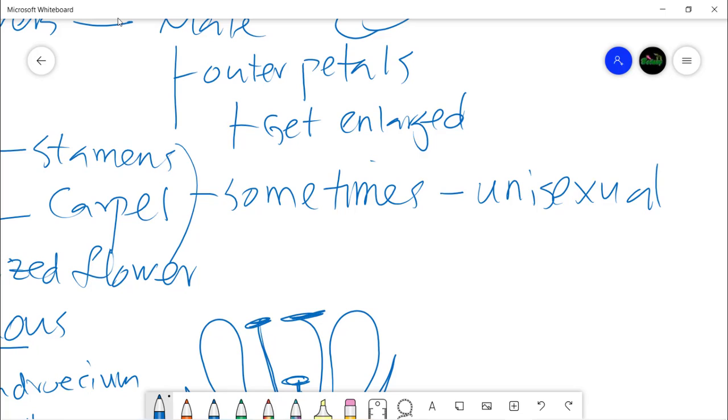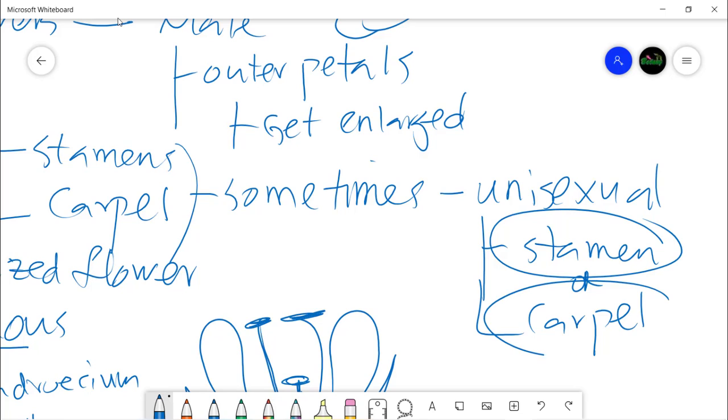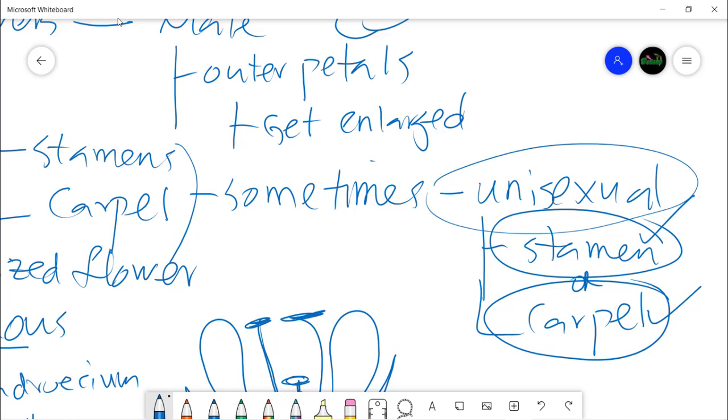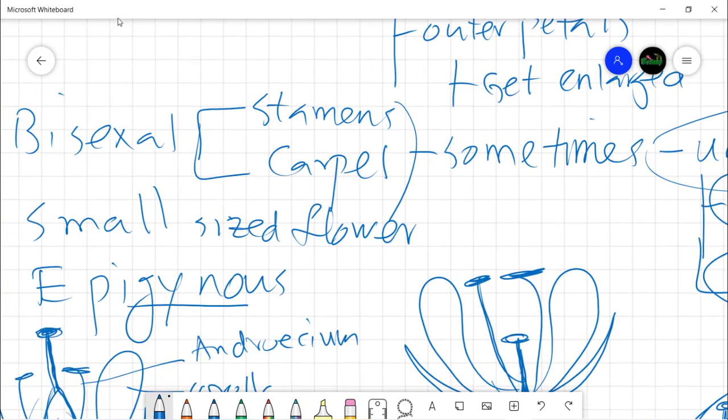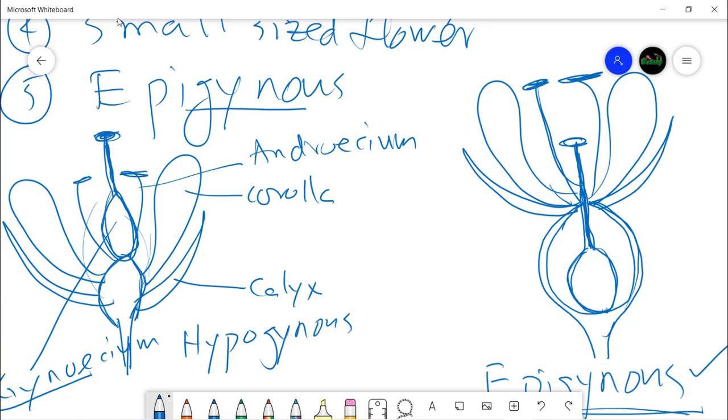In one flower, you will find either stamen or carpel, not both, because it is a unisexual flower. So some of the flowers will contain stamens only, and other flowers contain carpels only. So mostly it is a bisexual flower, but sometimes it is a unisexual flower. Flowers are small as far as their size is concerned. They are epigynous, as the floral parts are borne above the ovary, as we have just seen.